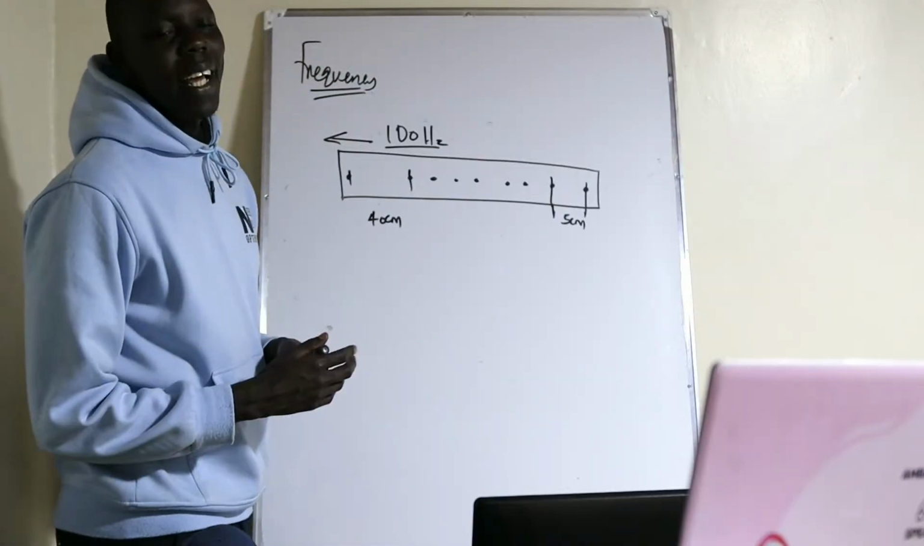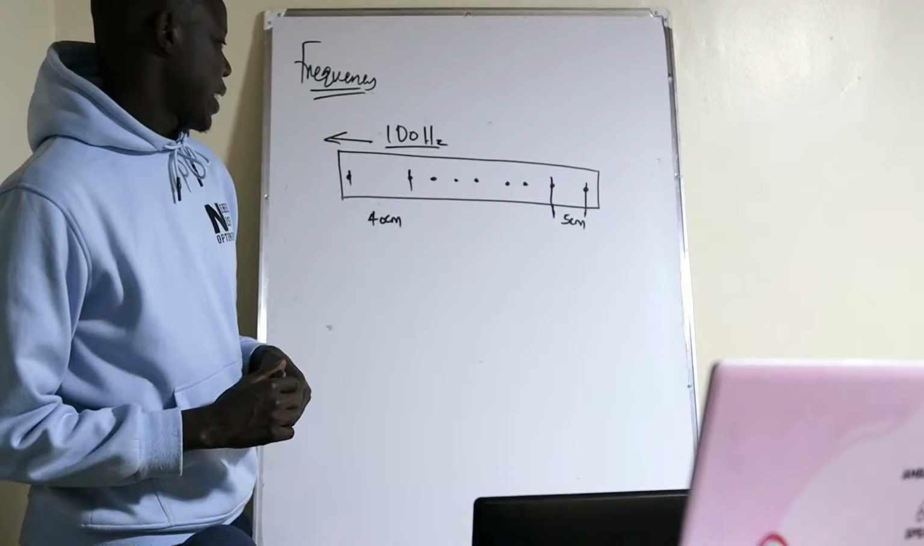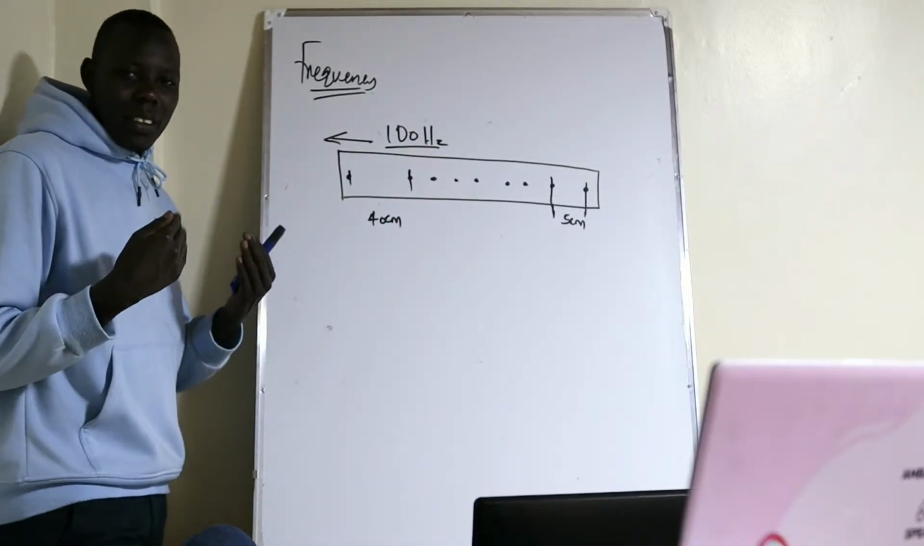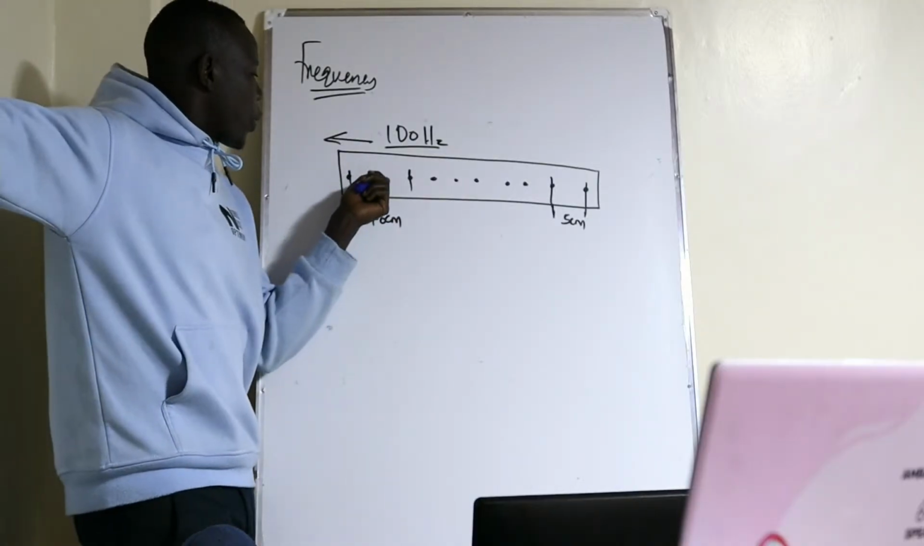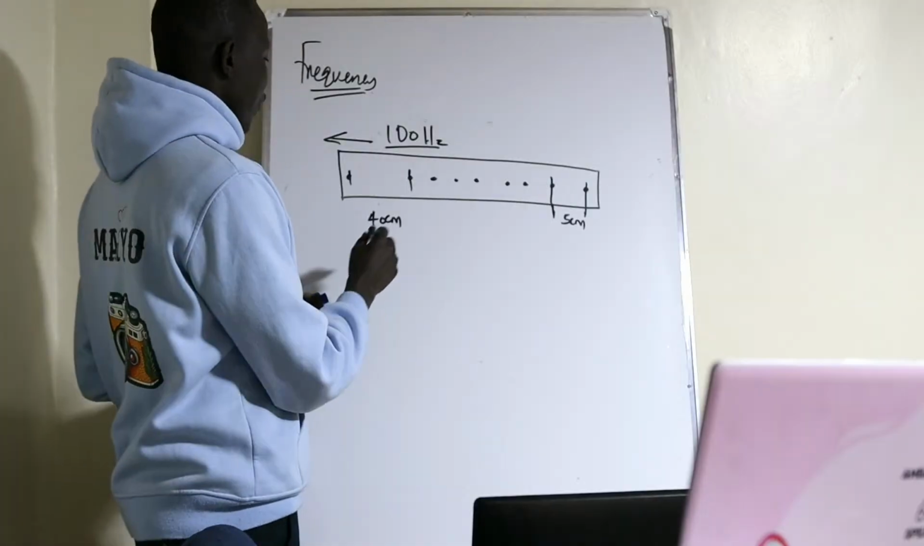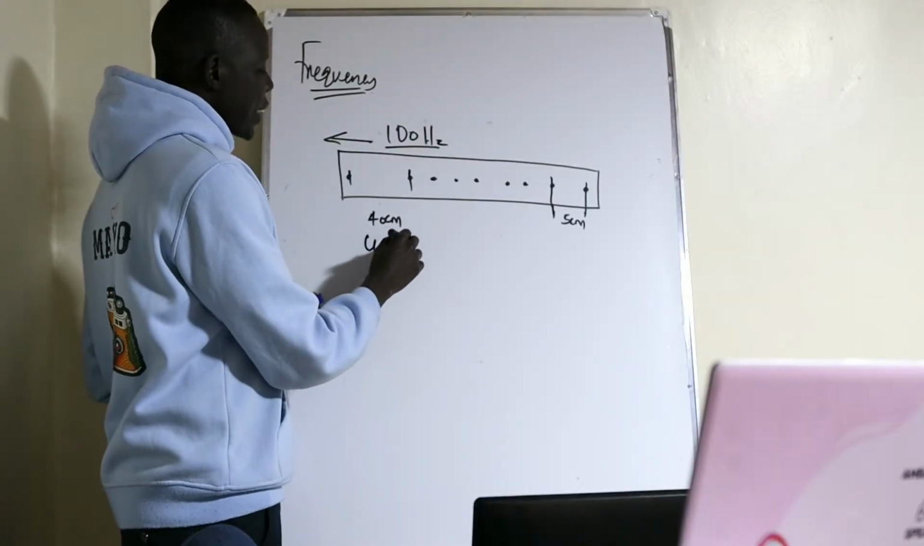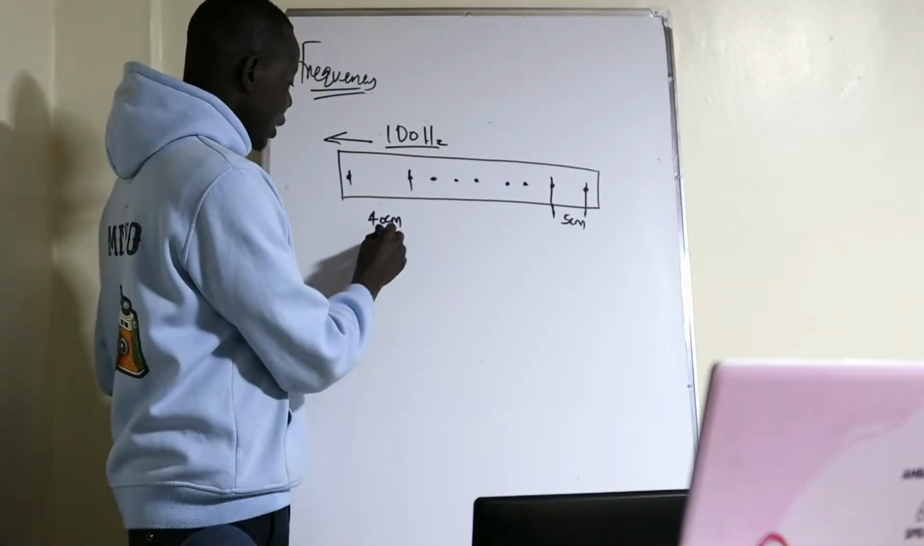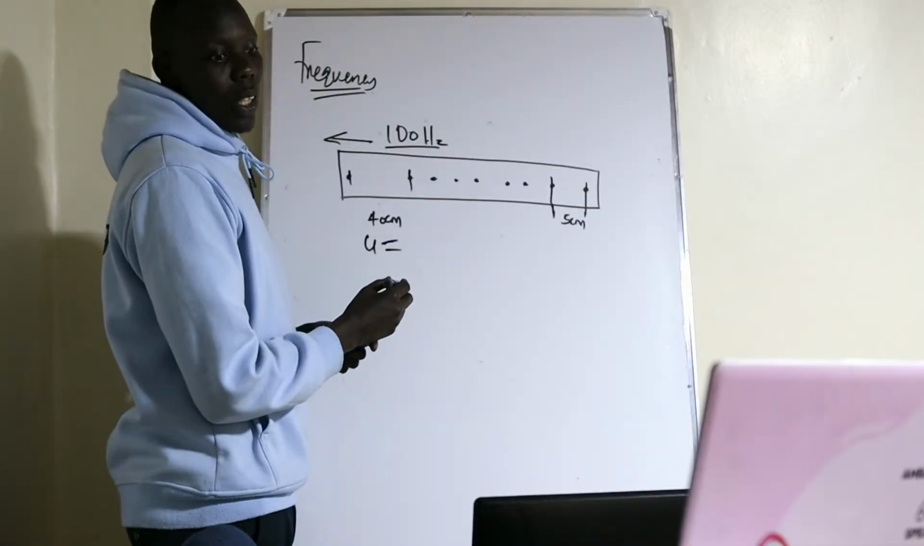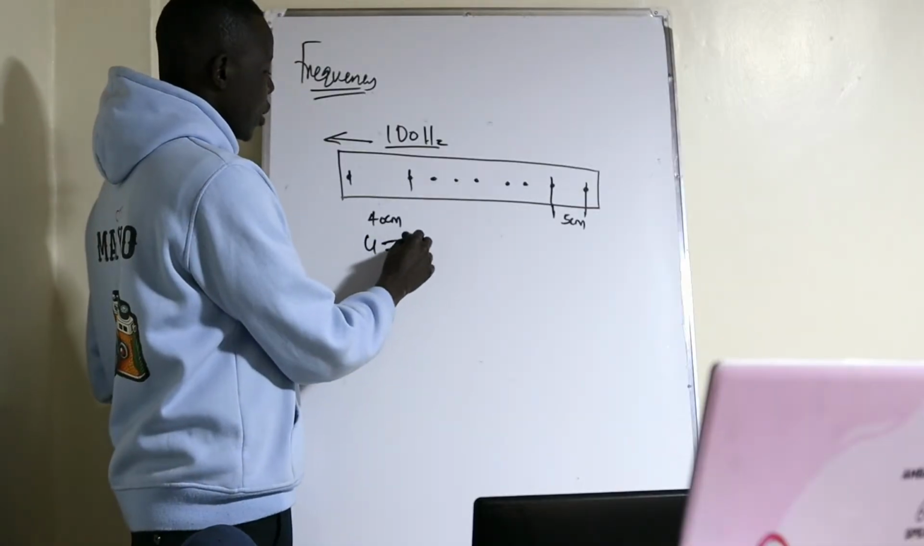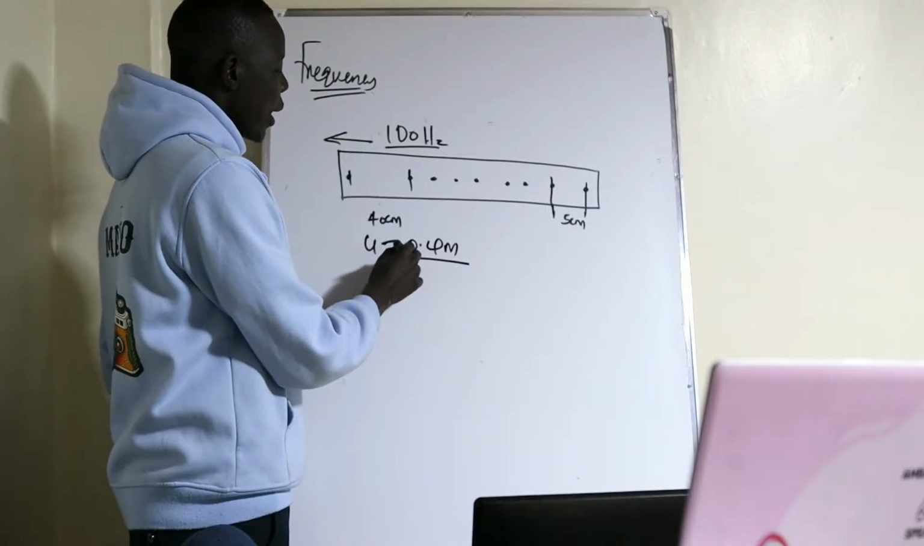Yeah, so towards an initial velocity. But how can we know the time now? Because for us to get the initial velocity u, we must use the distance, which is 40 centimeters, now 0.4 meters, over time.